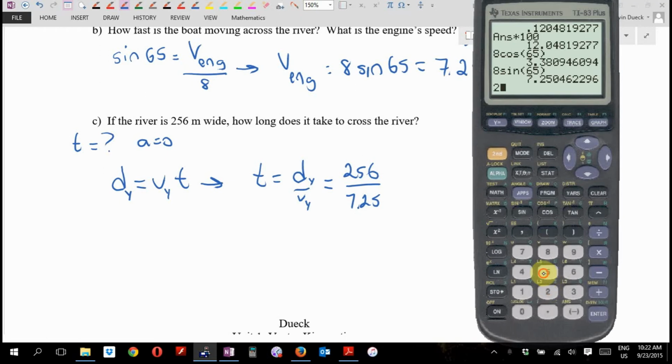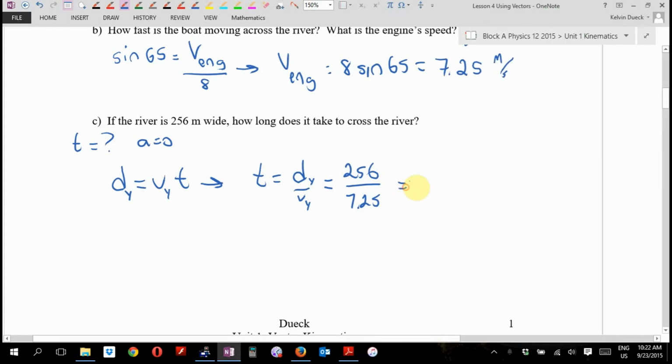So on my calculator, I'm going to go 256 divided by, answer button. If you have a good calculator, you probably get away with doing that. 35.3 what? Seconds. I find for the river question, it's a little more obvious with the directions, but next lesson, when we start looking at projectile motion, it's not so obvious.